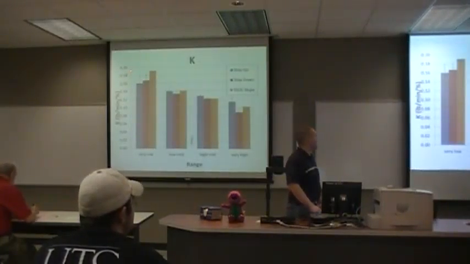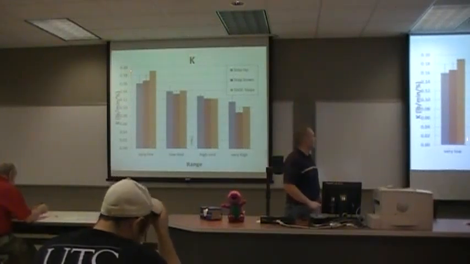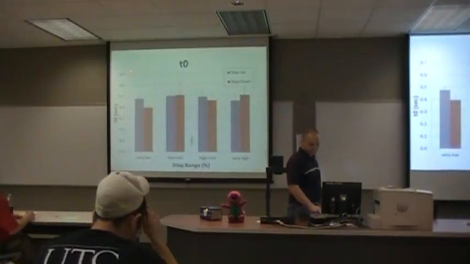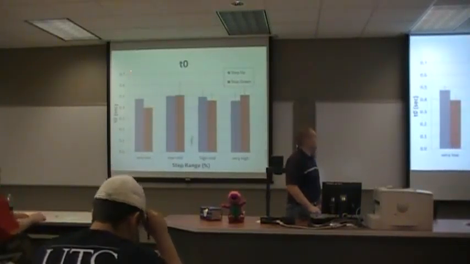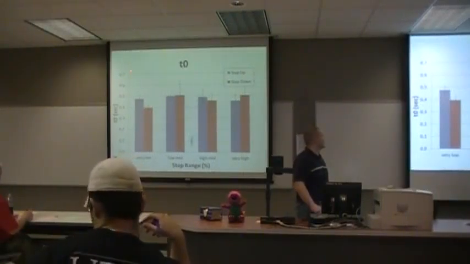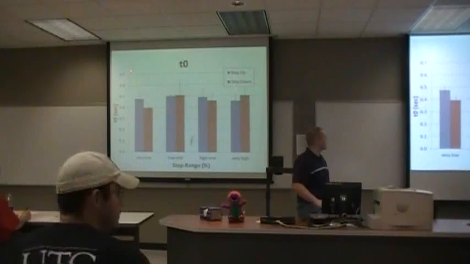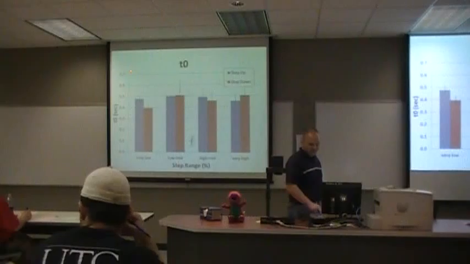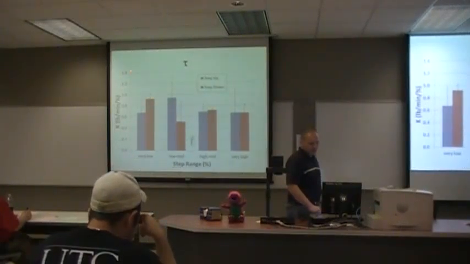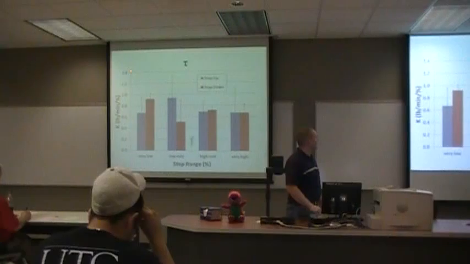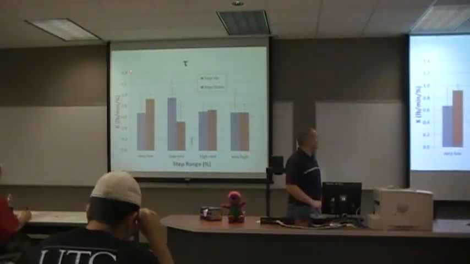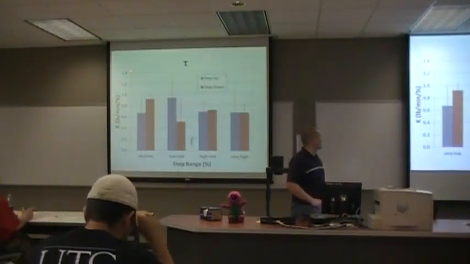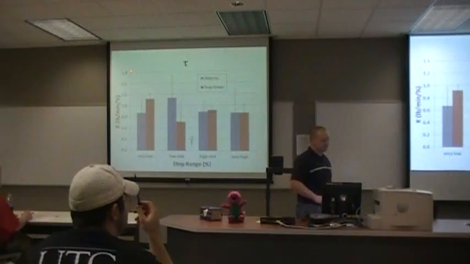These are Ks for our step up and step down experiments. They're fairly consistent within each region. This is our T naught for the step up and step down. They're also consistent within each region, and actually pretty consistent across the board throughout the operating range. Our tau for step up, step down: the last two, the higher two ranges, are pretty consistent, but we get more variation in the low to mid range between the step up and step down.